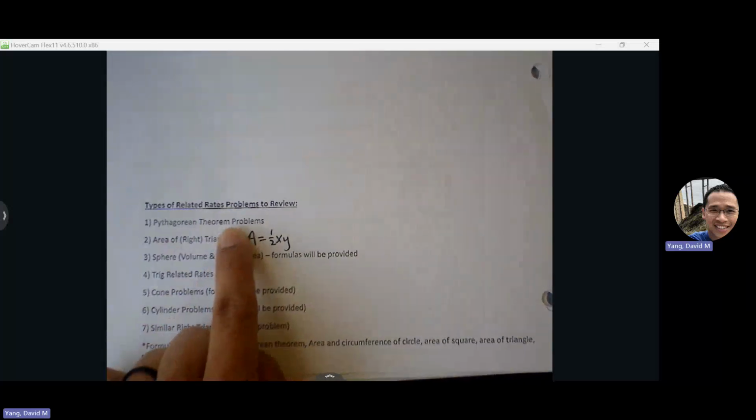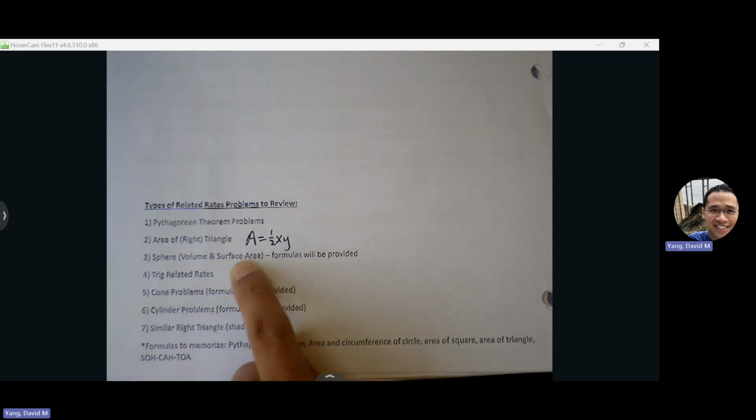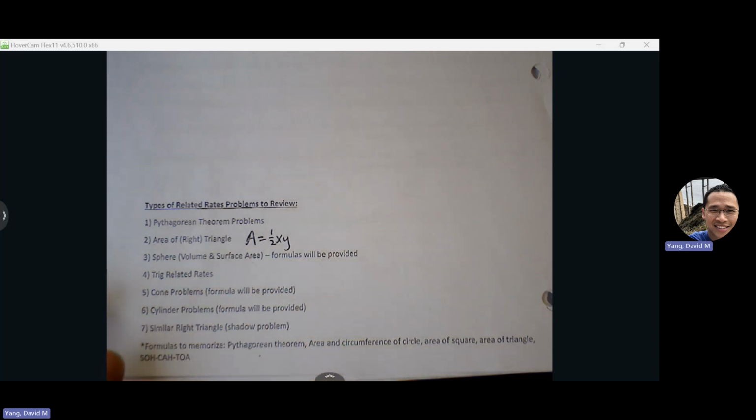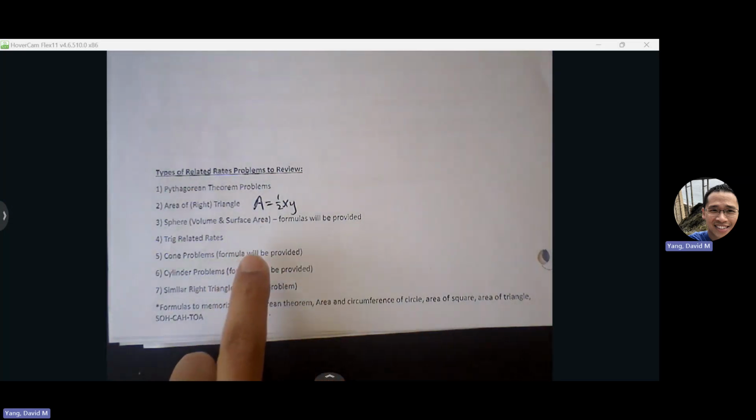This is on the back, page 4 of your review sheet. So Pythagorean theorem problems, area of a right triangle, sphere, either volume or surface area, and the formulas we provided if it's a sphere, cone, or cylinder problem. We have 2 variations of similar triangles, with cones and then with the shadow problem.